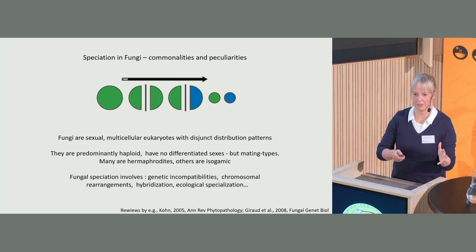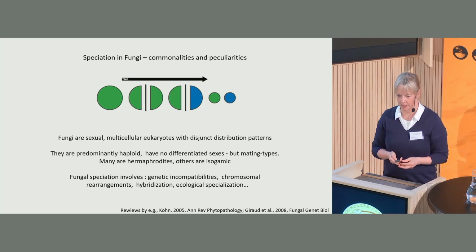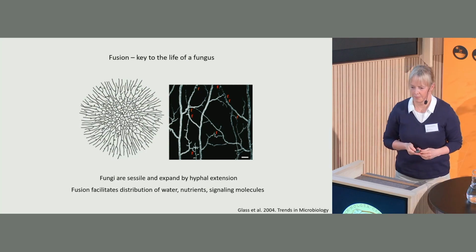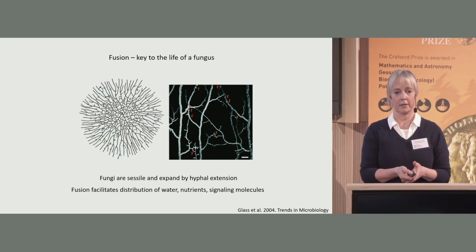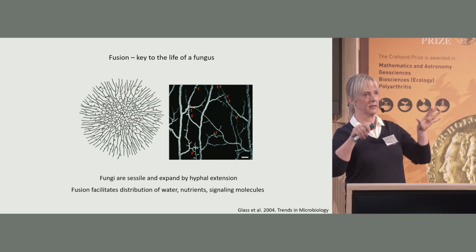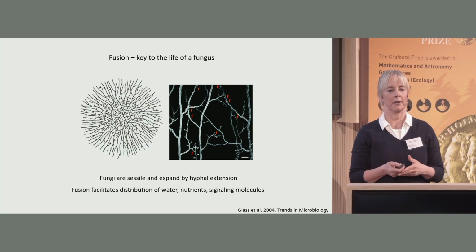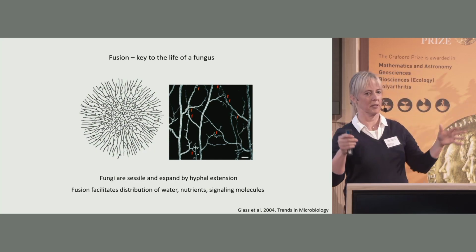Now I'm going to turn to this particular part of the fungal life cycle that I think is extra important for my particular case today. And that's fusion. Fusion is key to the life of a fungus. You see here a mycelium that's extending from the center. A spore grows outwards in all possible directions, but it's also very frequently anastomosed, or fused. In this picture, the red arrows point at fusion points of an extending mycelium.